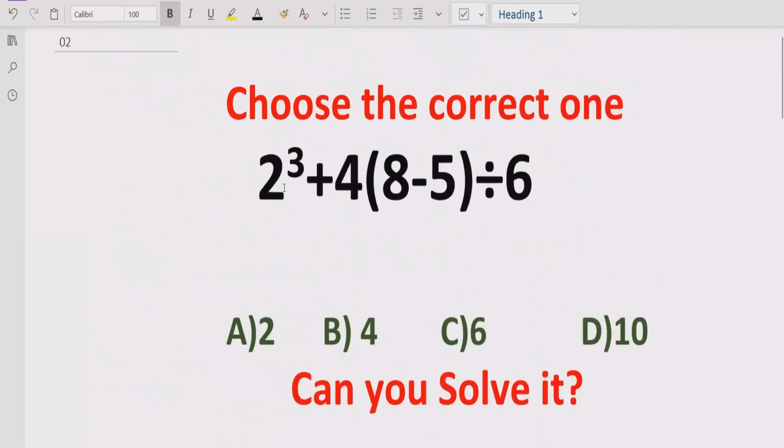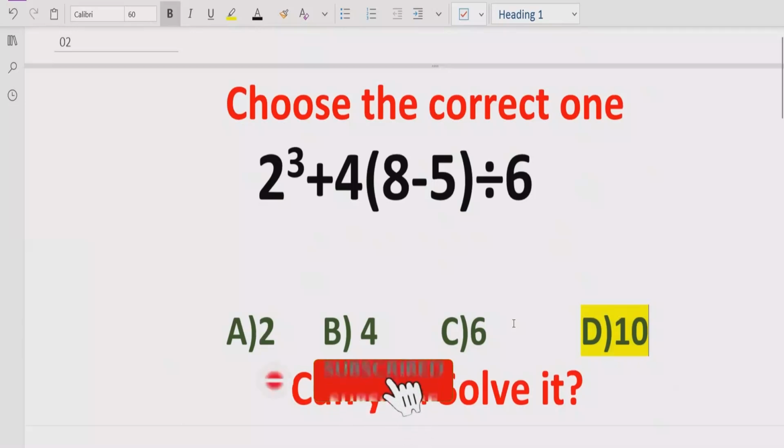If you see the answer list, answer A is the correct answer of this expression. So I hope you understand how you can solve the given expression using the PEMDAS and BODMAS method and find out the correct answer.